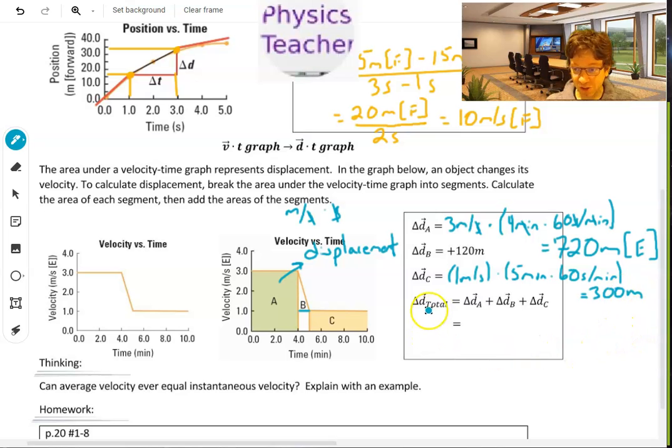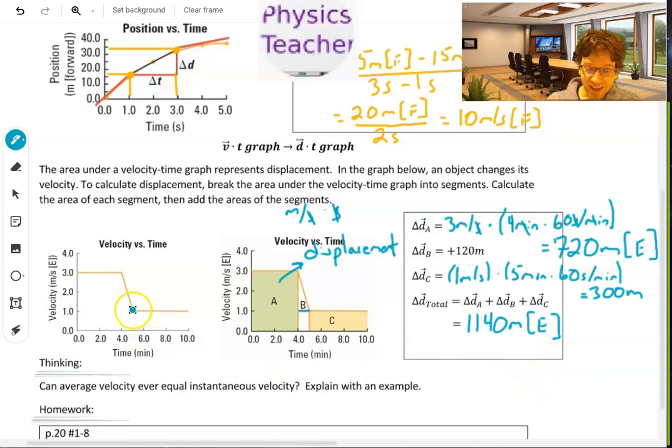So to figure out your total displacement, you would just add all your previous displacements. So 720 plus 120 plus 300, and we get a total displacement of 1,140 meters, all positive east.